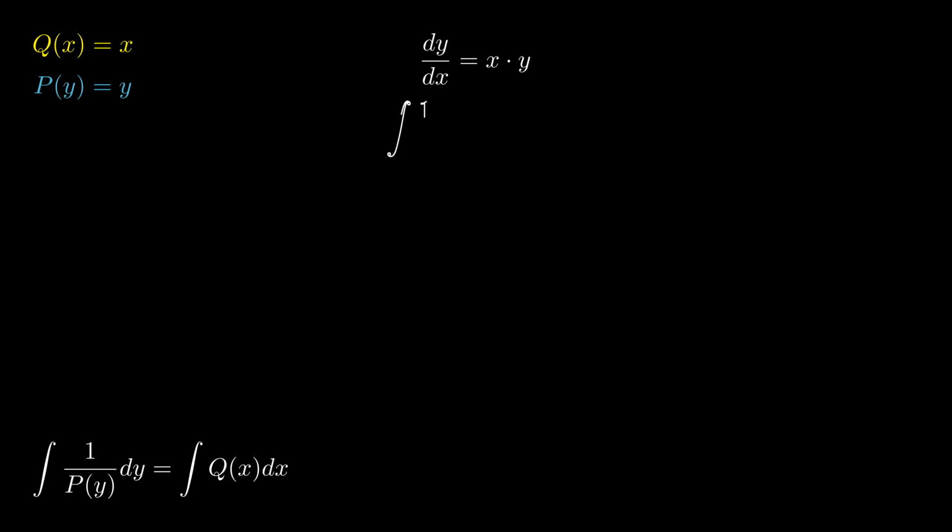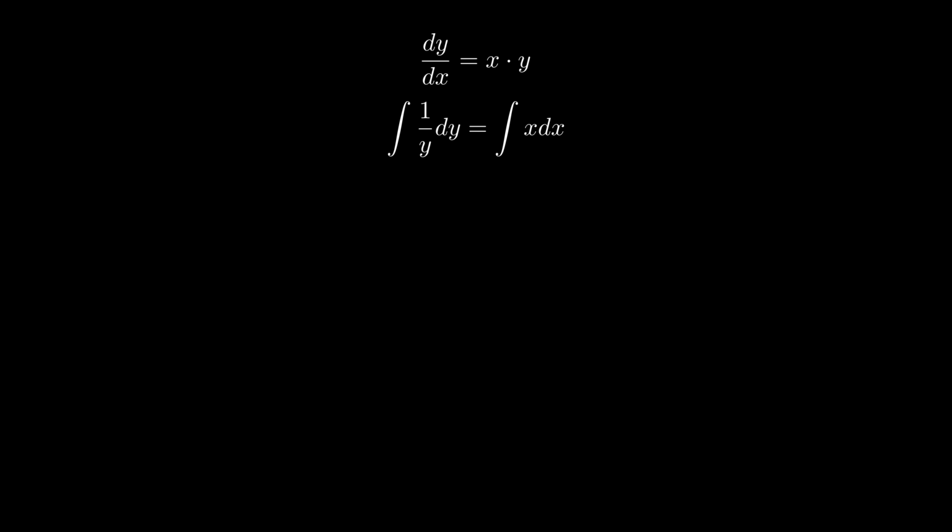So the integral of 1 over y, because p of y is y, dy is equal to the integral of x dx. Now we can just integrate, there is no way to simplify those integrals. So we'll get the natural log of y plus c1 equal to x squared over 2 plus c2 after completing the integration process.